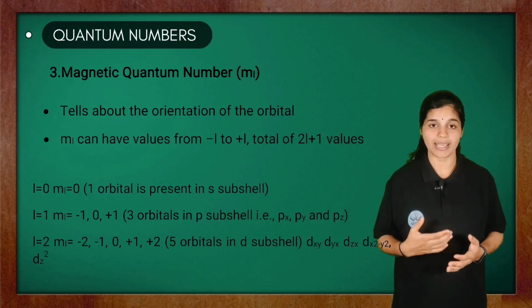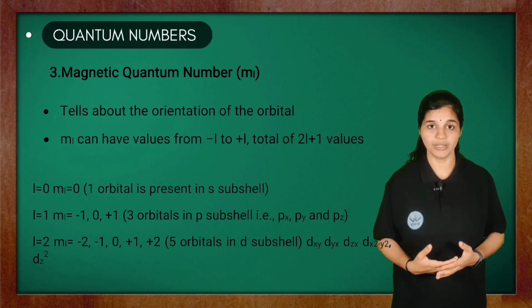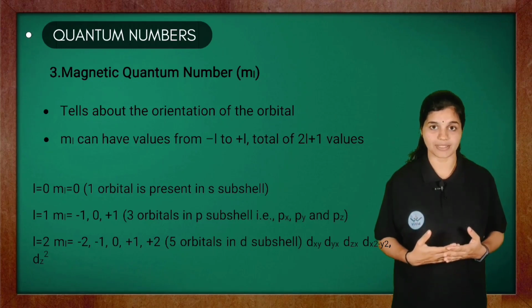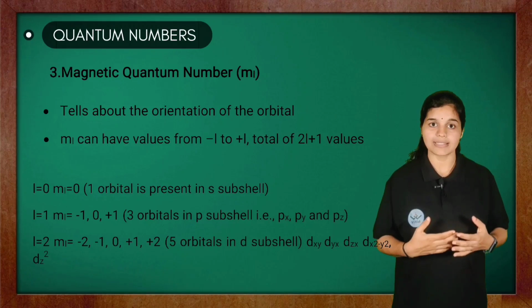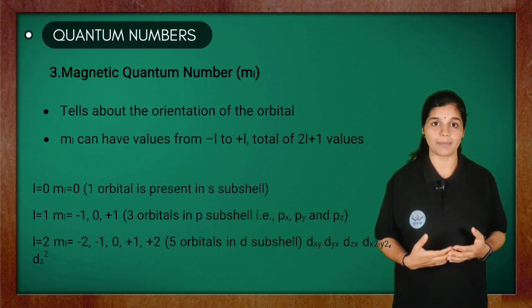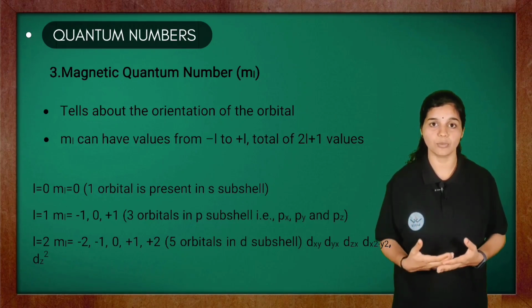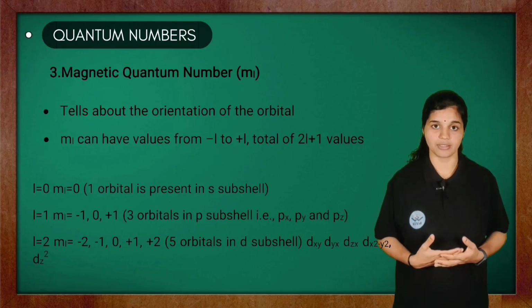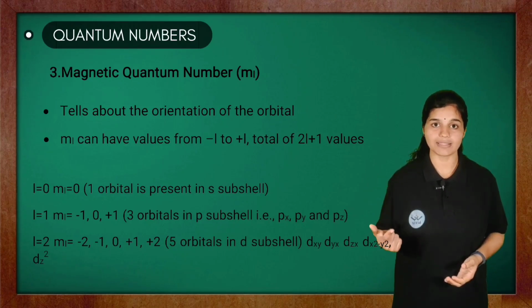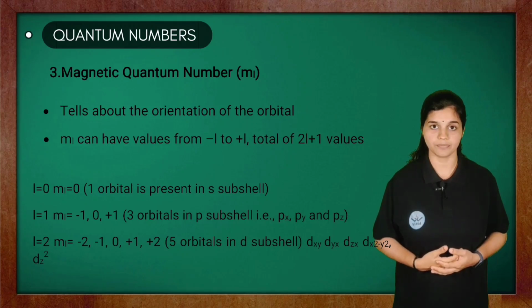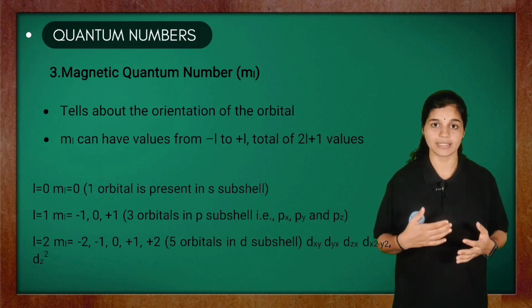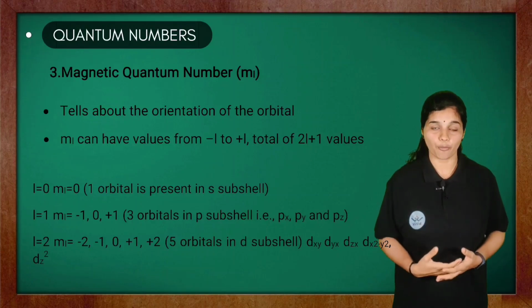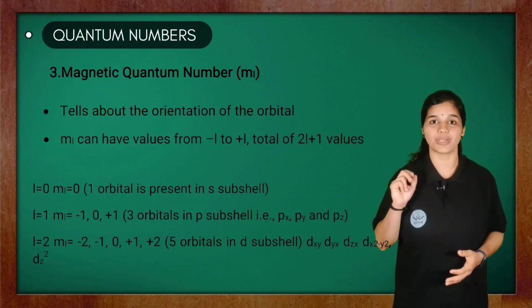For l equal to 1, ml is minus 1, 0, plus 1, which tells that 3 orbitals are present in the p subshell, that is px, py and pz. Similarly, for l equal to 2, ml is minus 2, minus 1, 0, plus 1, plus 2. There are 5 orbitals in the d subshell, that is dxy, dyz, dzx, dx square minus y square and dz square. It's important to remember that each orbital can accommodate a maximum of only 2 electrons.